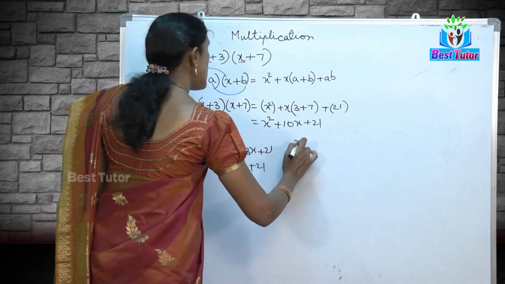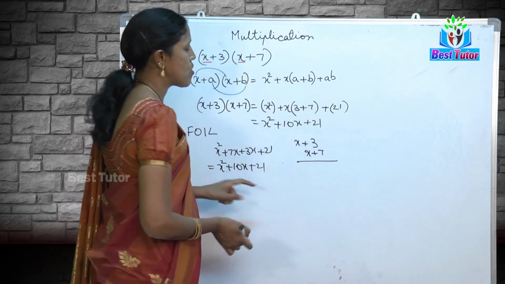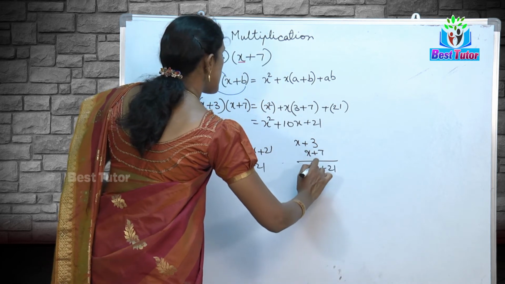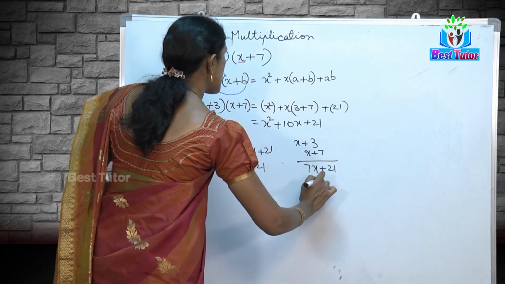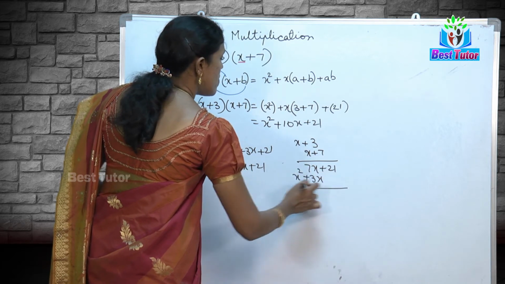If we apply the vertical method also, you are going to get the same solution. 7 3s are 21, 7 into x is 7x, x into 3 is 3x, x into x is x square. Why did I leave the space here?